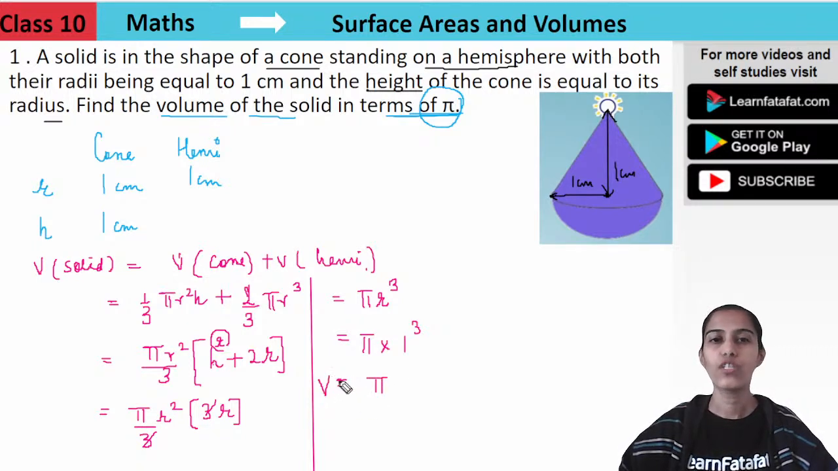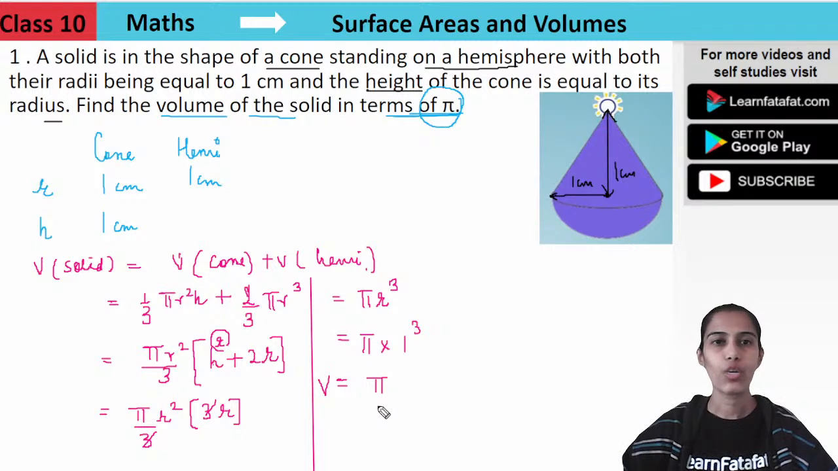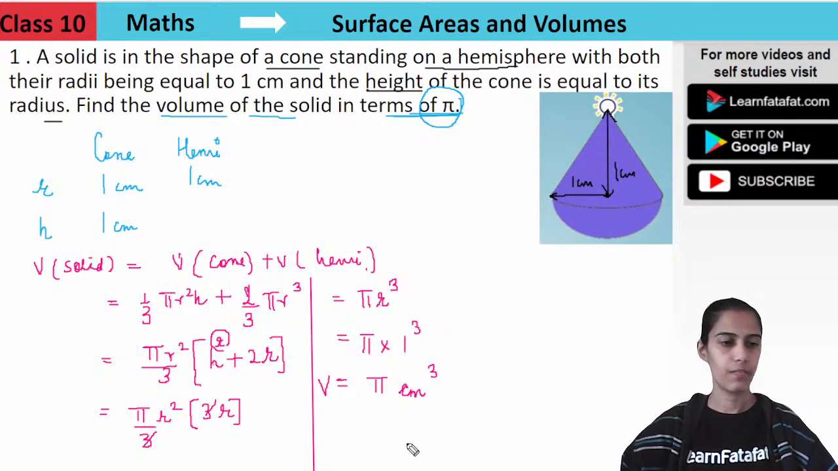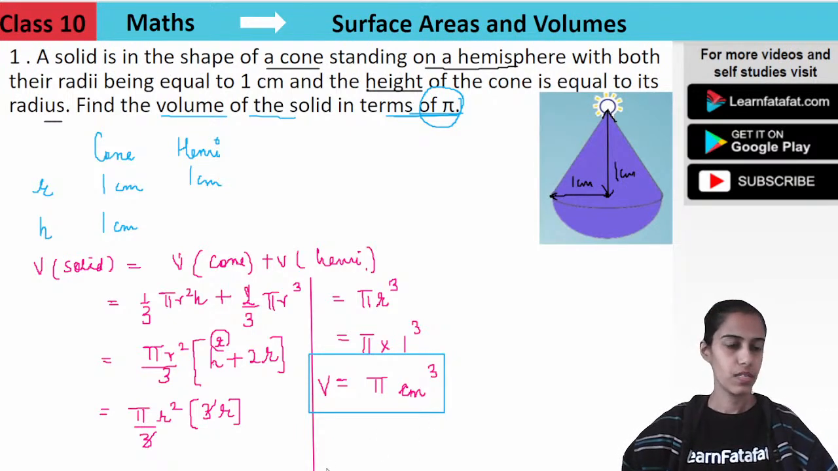So volume of the solid is equal to pi, but you have to write the unit. Unit है यहाँ पे because centimeter में है सारे dimensions. So I'm going to write the unit as cubic centimeter. So that's my final answer here. Answer है pi. ठीक है? So this is the first question का answer. Is it clear? I hope it's clear.